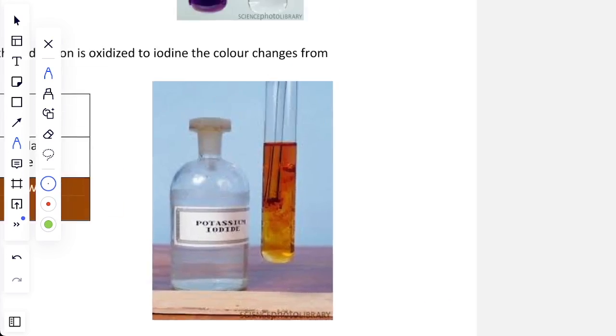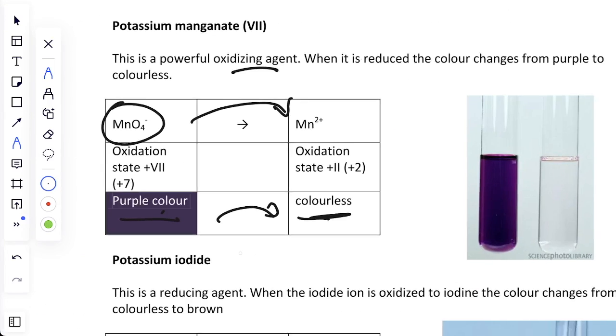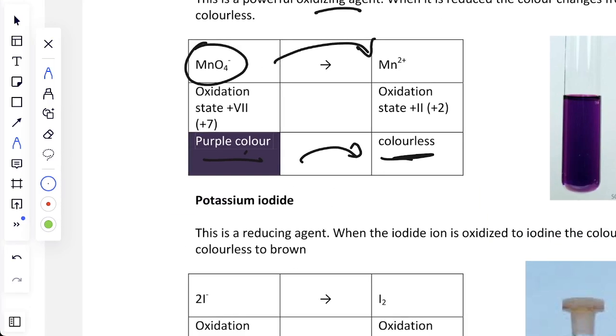So that marks the end of today's video. I'm hoping you understood the different types of rates of reaction, the factors that affect the rate of reaction, what oxidation is, what reduction is, how you can identify what an oxidizing agent is, and what a reducing agent is.